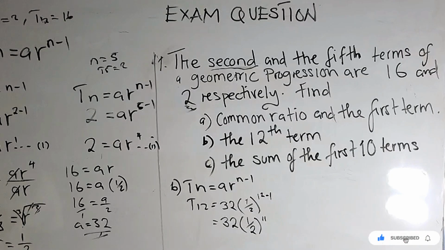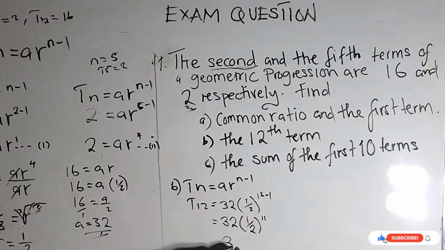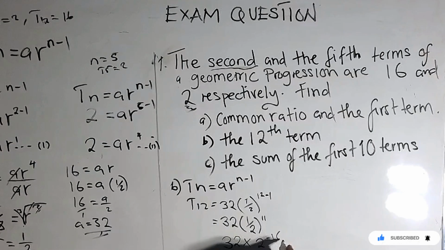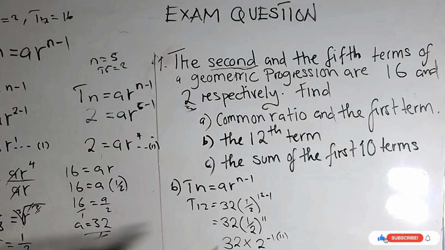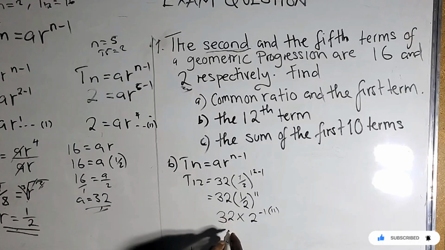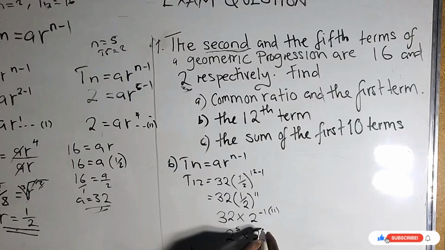Now, if you notice here, there are a lot of methods of solving this question. What is inside here is 1 over 2, which, according to one of the laws of indices, is the same as 2 to the power negative 1. But this one is raised to the 11th power. This 32 is the same as 2 to the power 5 times 2 to the power negative 11.